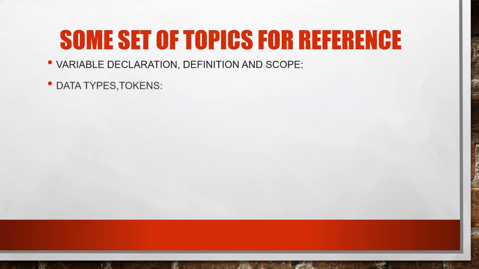And the next topic is the data types and the tokens. So we should know what a data type means and what the various types of tokens are, like keywords, identifiers, constants, strings, special symbols, operators. All these come under the tokens. So we should know about each and every token. And after that, the topic is the storage classes.